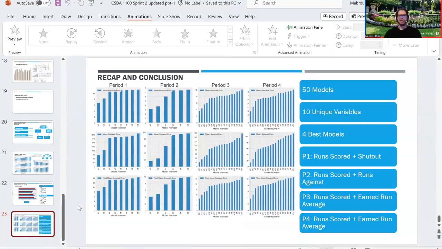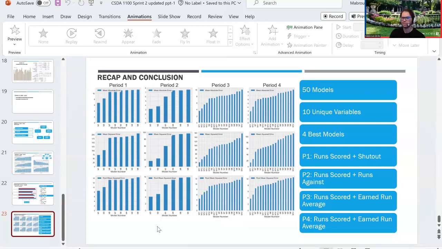Okay, so recap and conclusion. All in all, for this project, my team tested 50 models with 10 unique variables, and using those models, we found the 4 best for each period. The variables for those models are listed below. For period 1, we have runs scored and shutout; runs scored and runs against for period 2; and for the last two periods, we have runs scored and earned run average. And you can see that I've charted the error metrics for all four periods on the left side there.